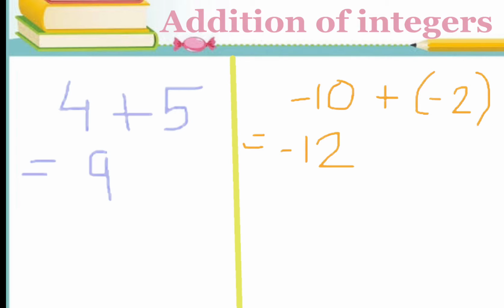In short, you must remember that whenever we are adding integers of the same sign, we add them. After that, we give the common sign to the sum. That means here you can see that both the digits are negative, so the answer will also come in negative. In the first sum you saw that both the digits are positive, so the answer will also come in positive. So in short, you can remember this much.